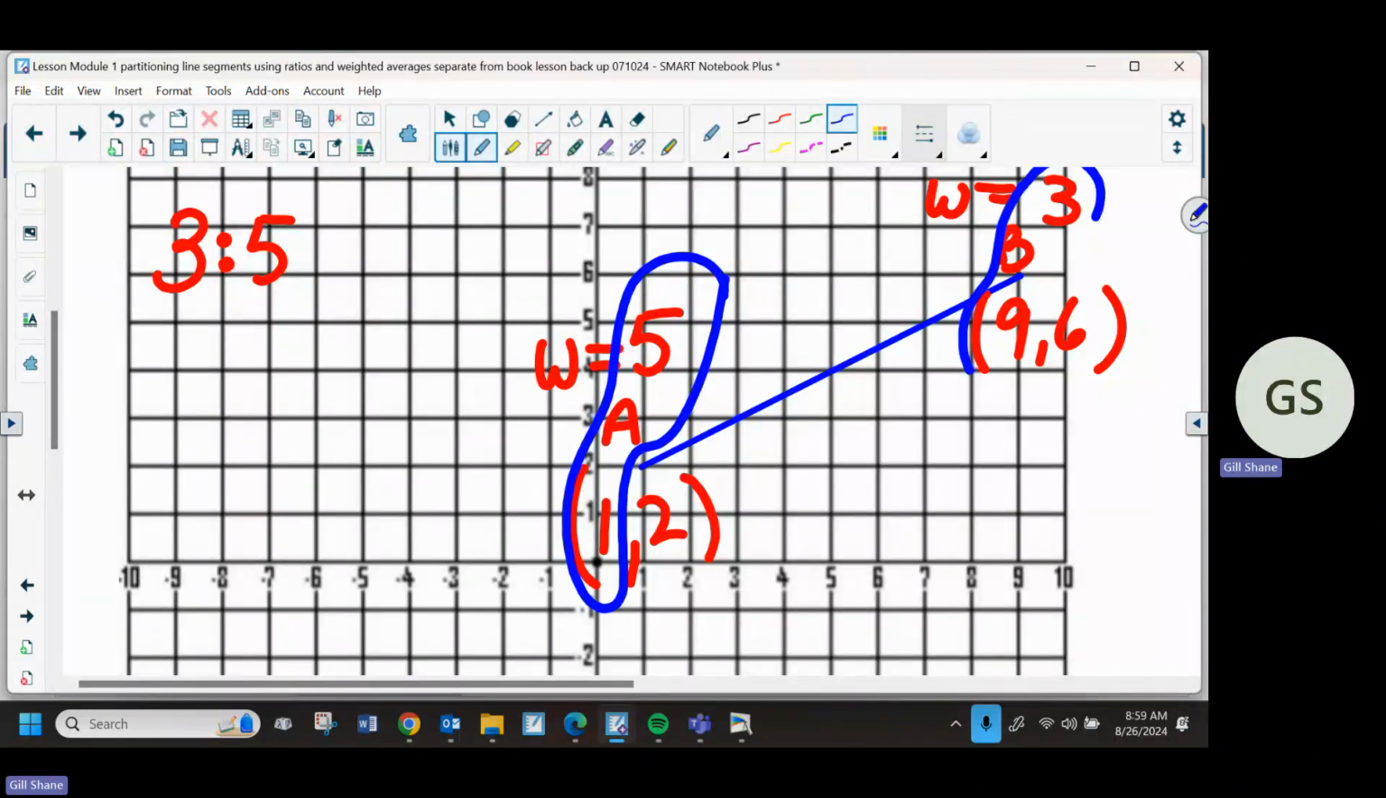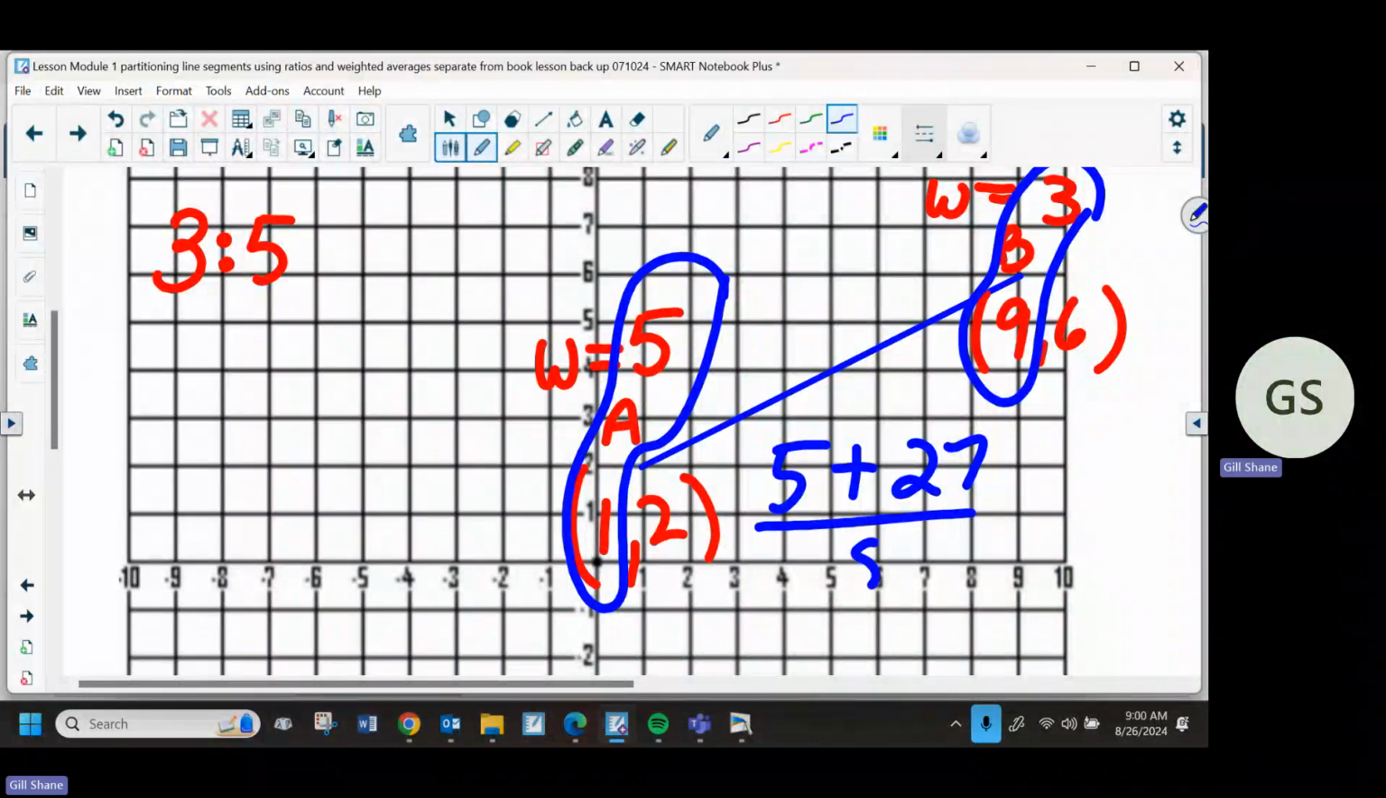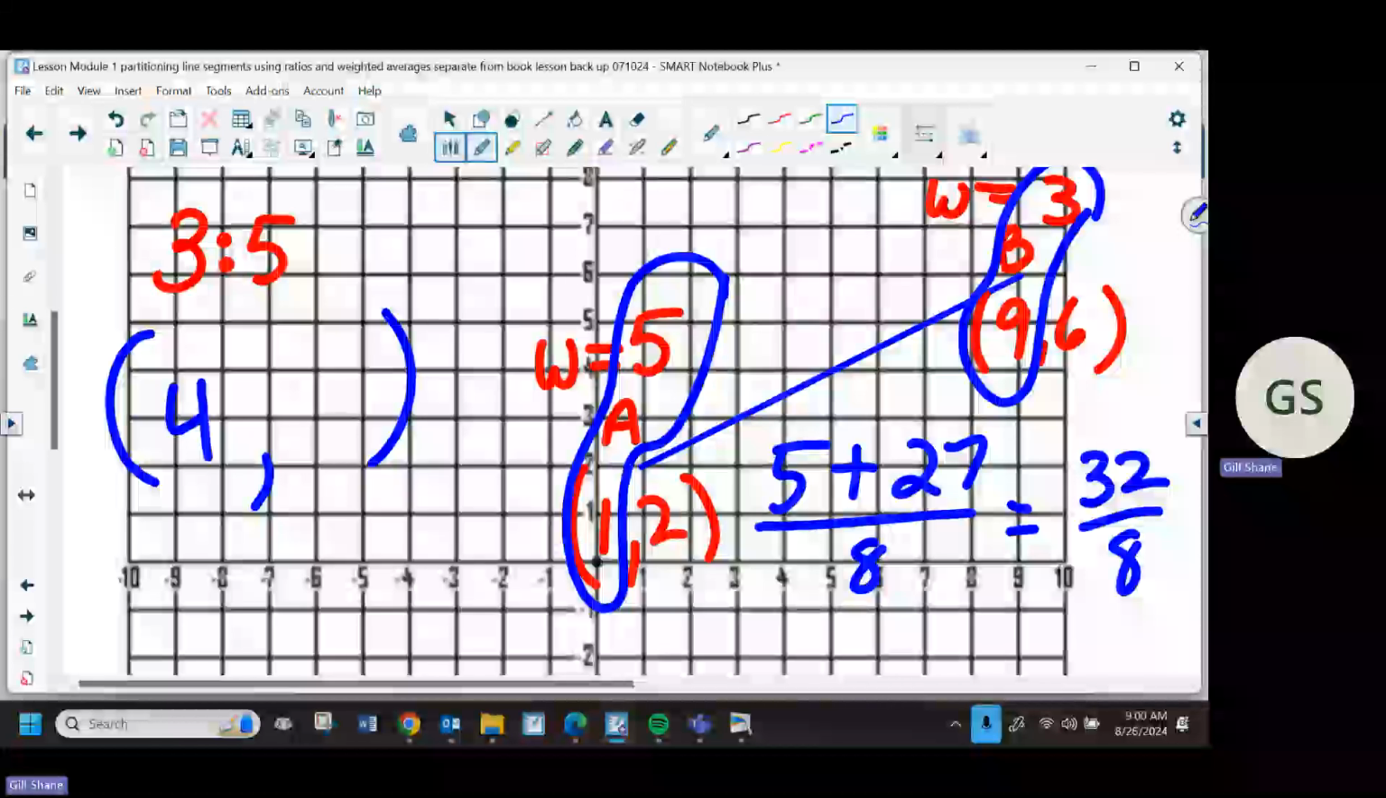So, remember, once I write the weights, I circle. And then that tells me to do what? 5 times 1 is 5, plus 3 times 9 is 27, divided by the weights added together. So 8. So this is the same thing we did before. And I get 4. What's the 4 stand for? Yeah, that's going to be my x part of the coordinate. Because remember, I need an x and a y to put a point on a graph. So there's my x.